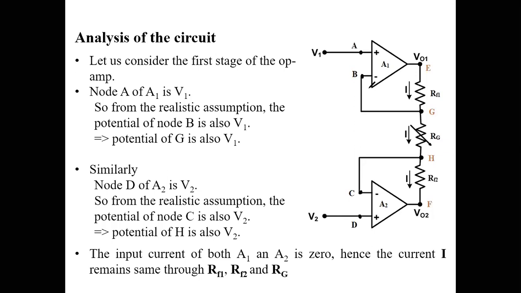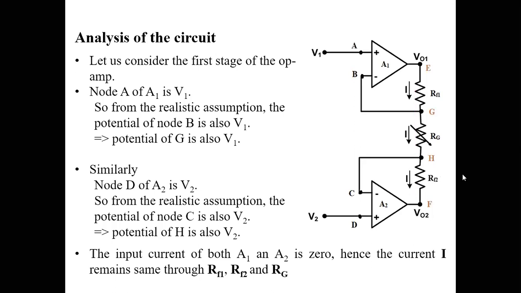Now here no current is flowing through the op amp. Why? Because it has high input impedance. So the entire current will flow through the three resistances RF1, RG and RF2 completely. That means that from E to F the current will flow.